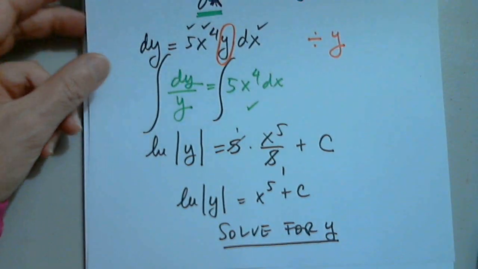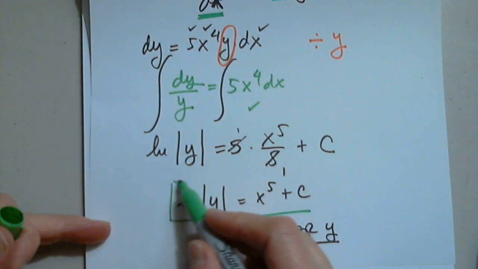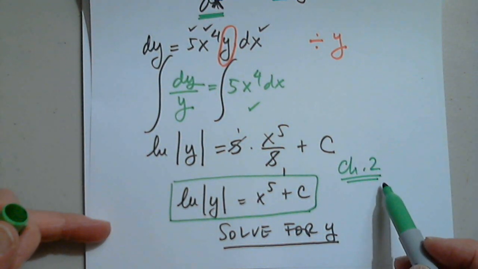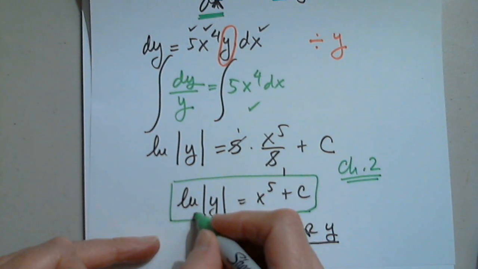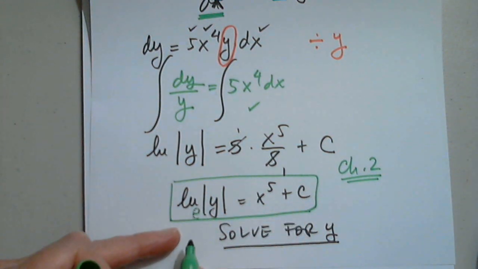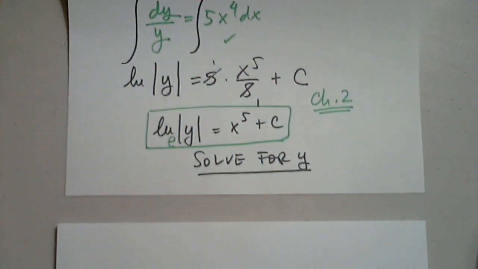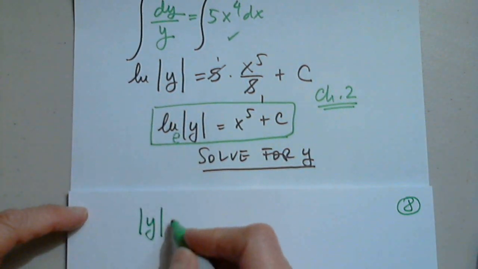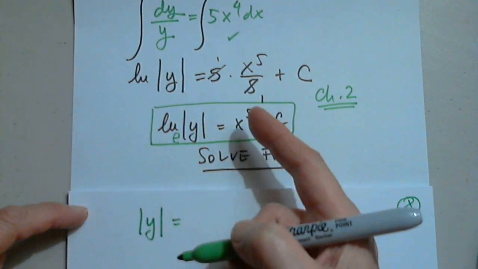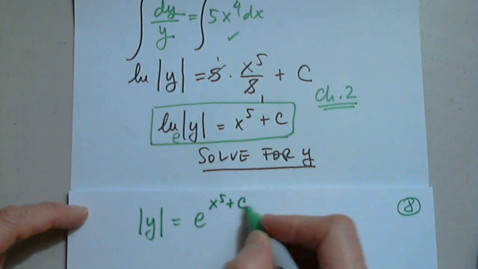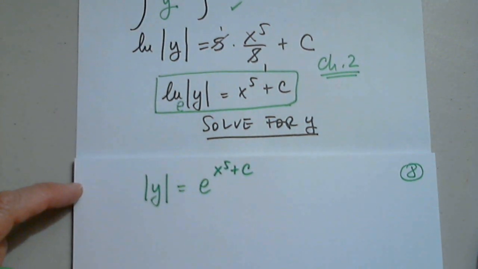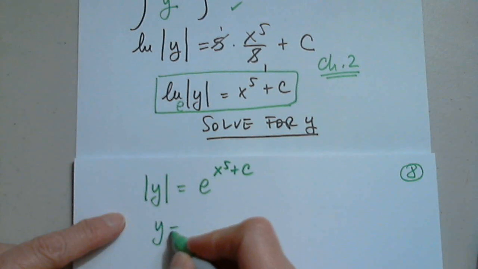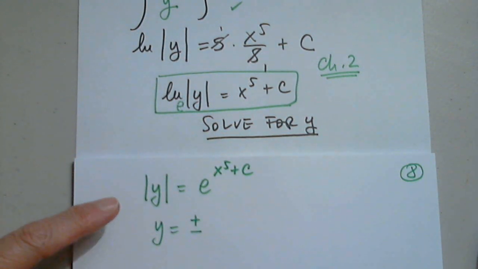So after simplification, I got this. From chapter 2, when we looked at log and exponentials, we remember the natural log has base e. We don't write it, but we know it's there. It's silent. Okay. So in order to solve this for y, we will have the absolute value of y equals e to this. e to x to the fifth plus a constant c. Now, the absolute value means plus or minus. One final step.